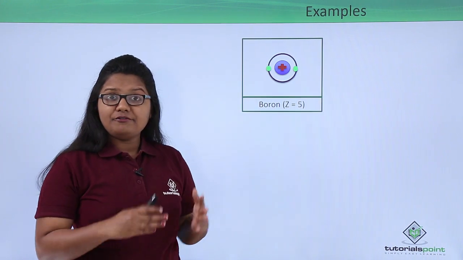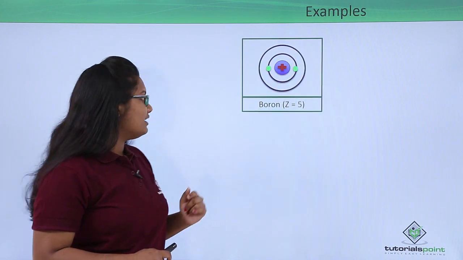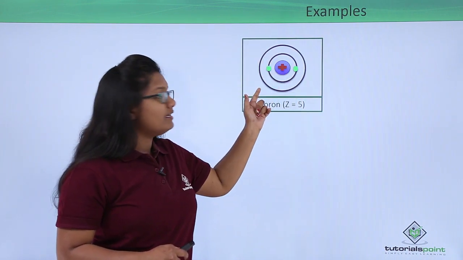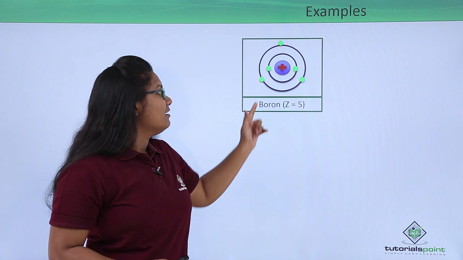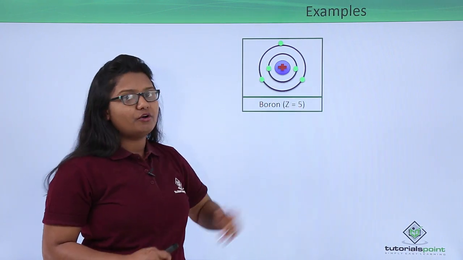Now again we are left with 3 more electrons. So we will be moving to the next shell, that is L shell, and we will keep all the 3 electrons in L shell. So this is how the electrons are arranged in the shells of a boron atom.